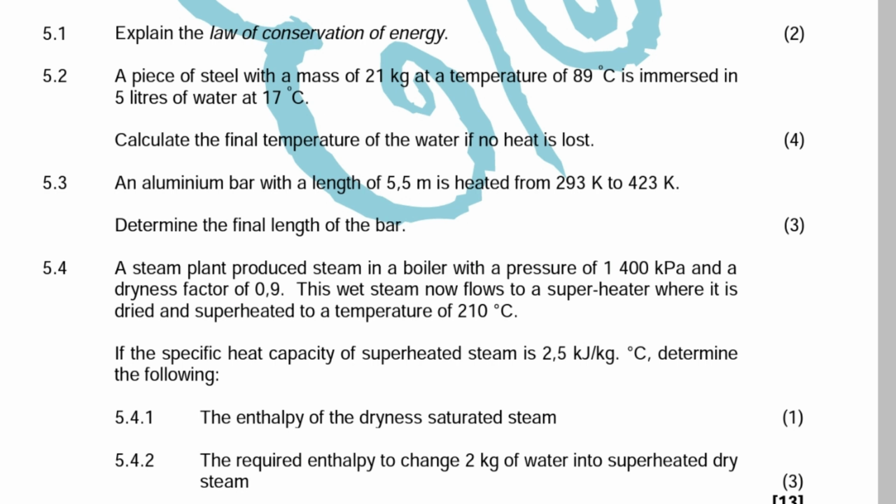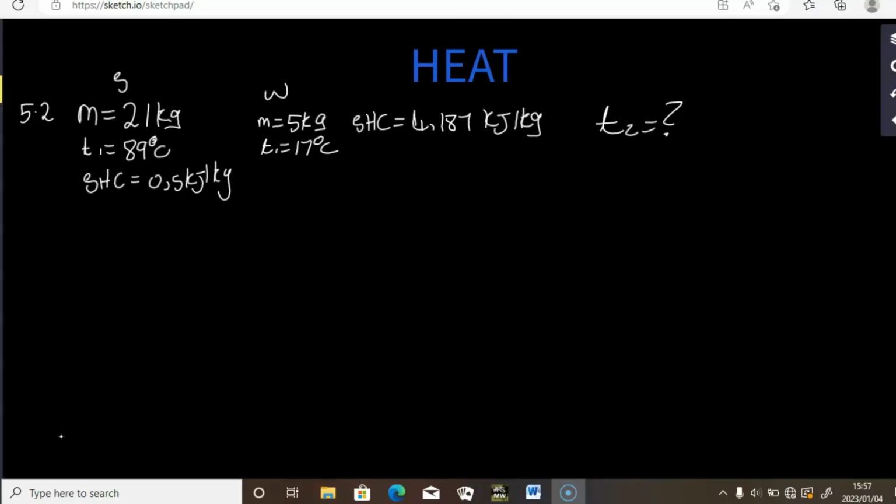5.2. They say a piece of steel with the mass of 21 kg at a temperature of 89 degrees Celsius is immersed in 5 liters of water at 17 degrees Celsius. Calculate the final temperature of the water if no heat is lost. This is the information that we're given.